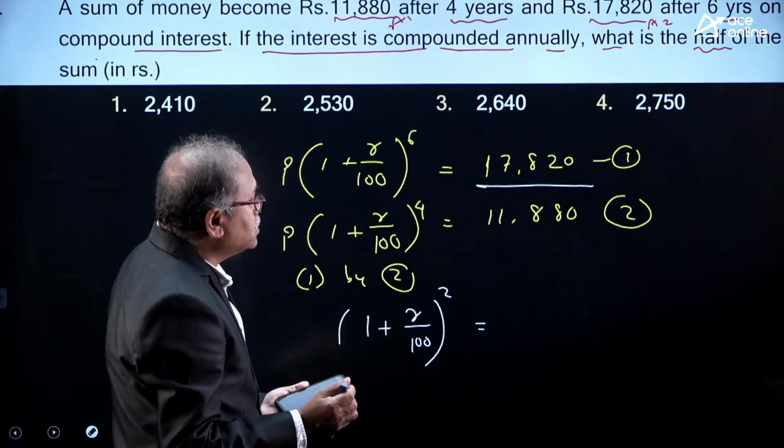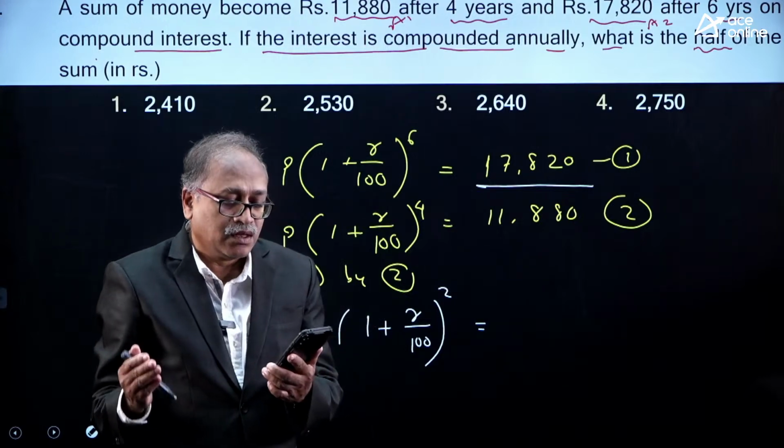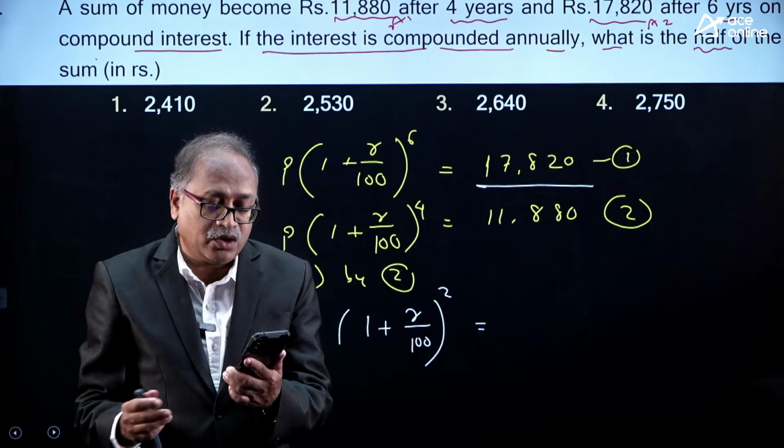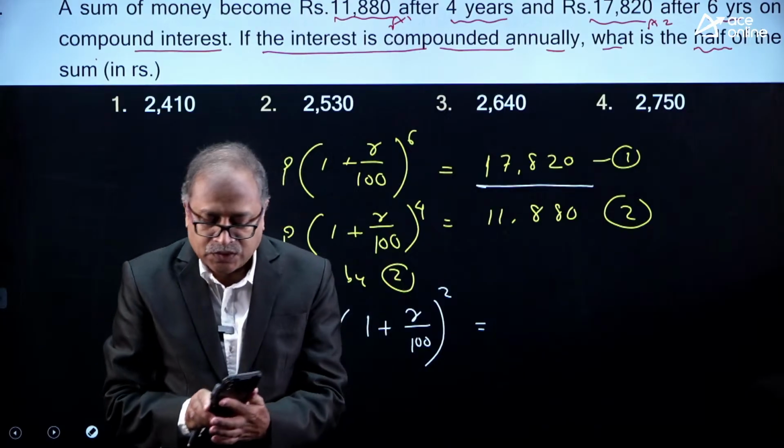2640, option choice 3, 2640. Anyone else? Appal Naidu or studied one? Okay.